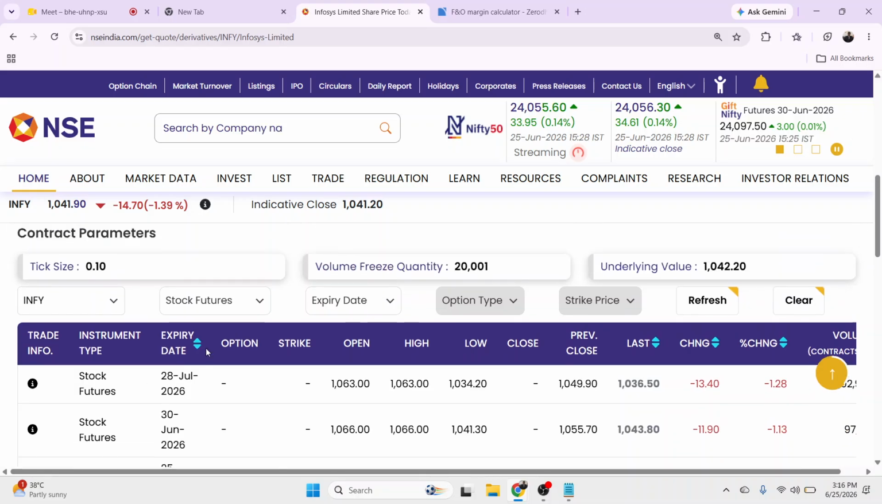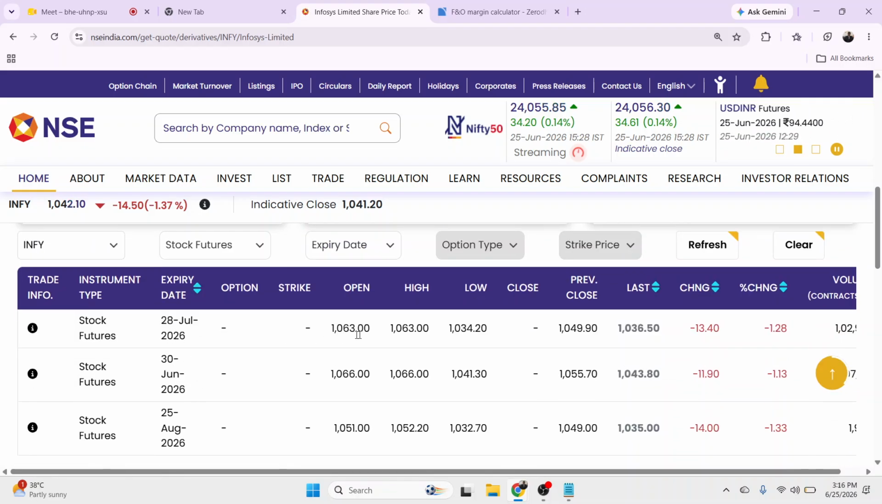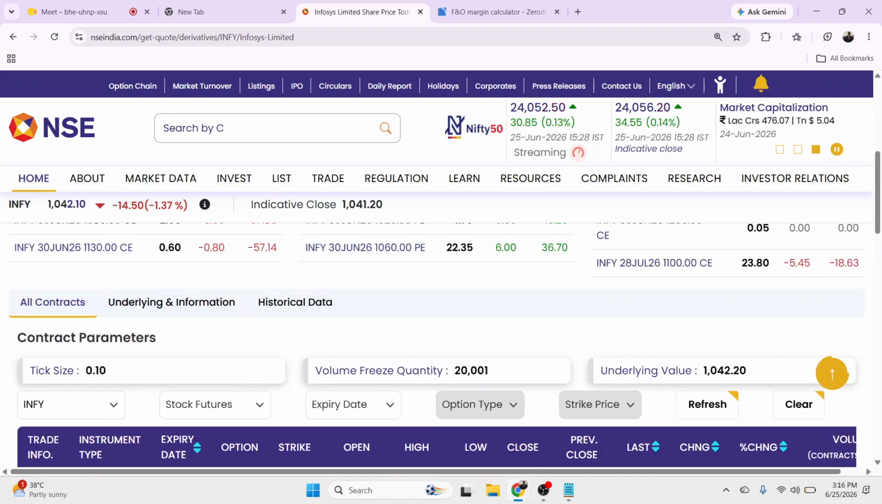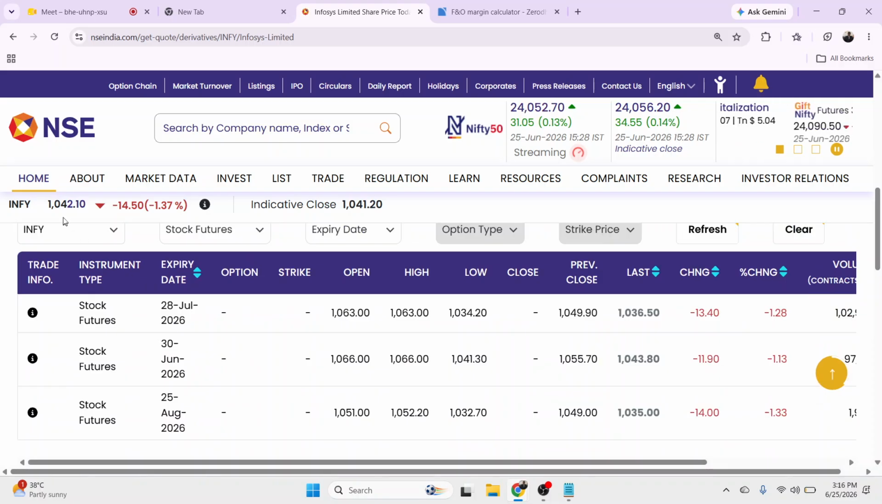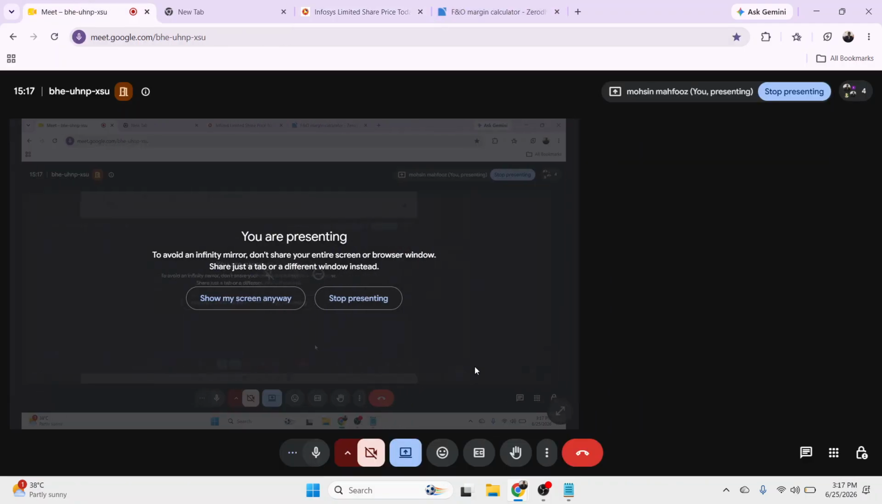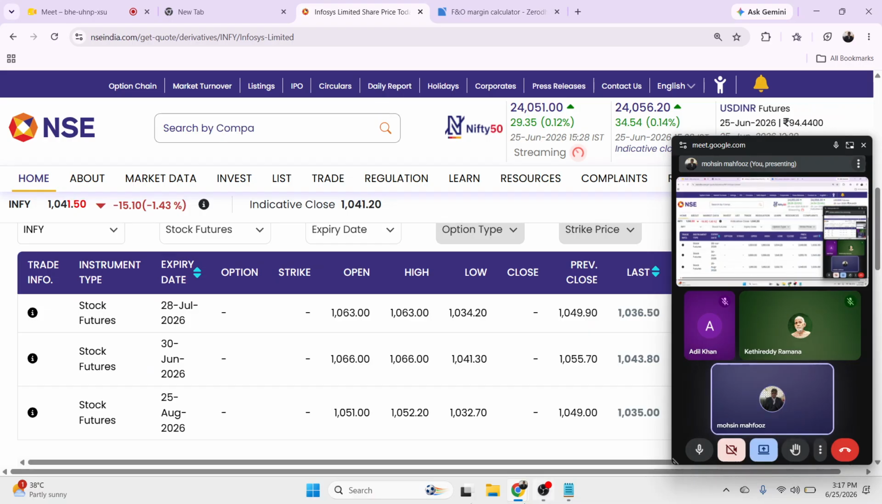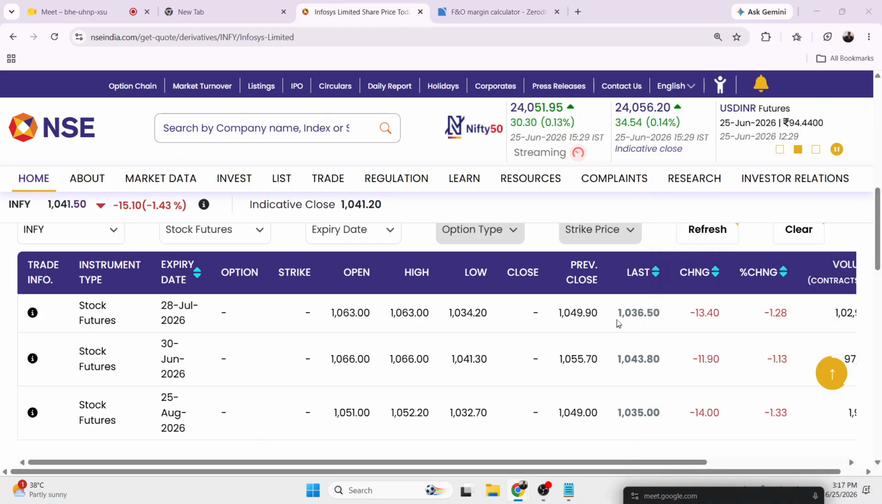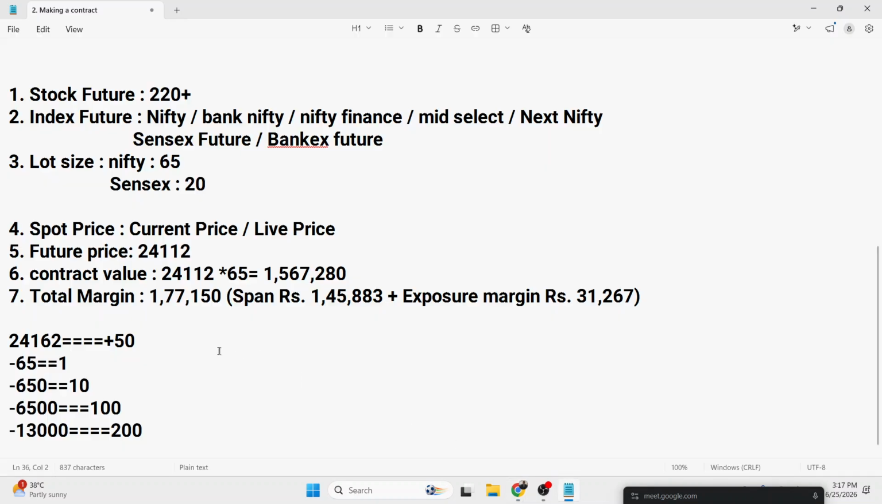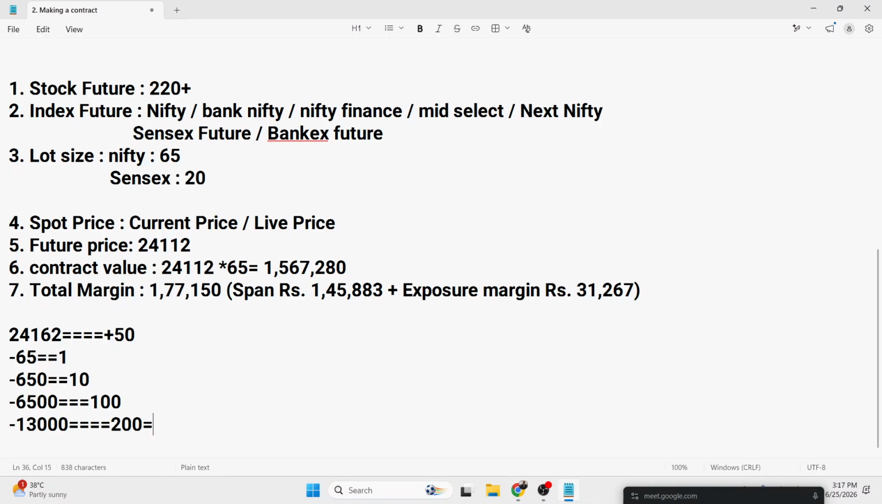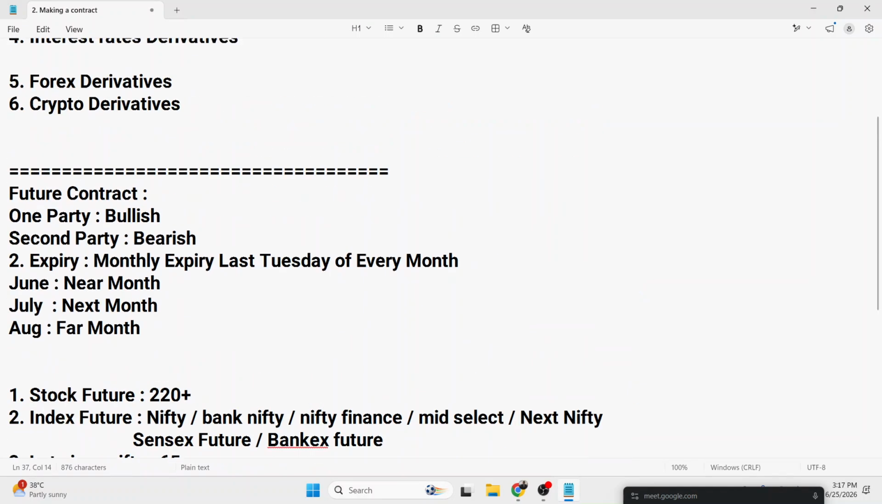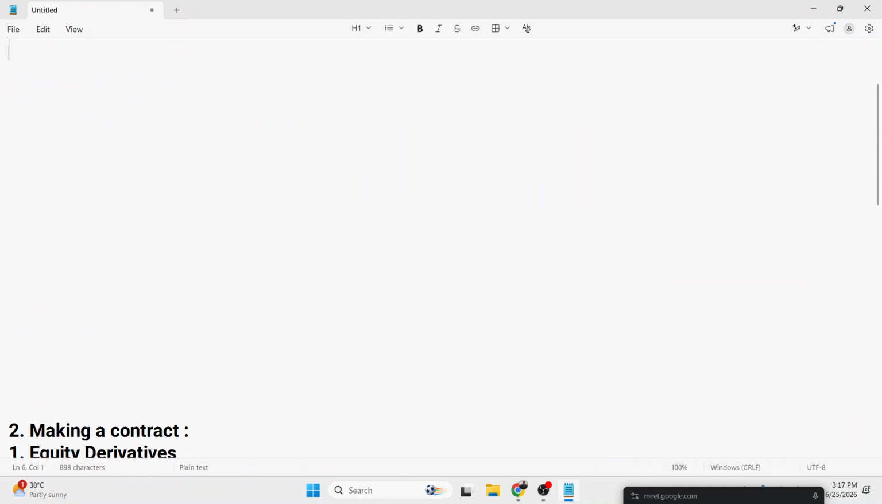So we can see the price for 28th July would be 1063, and you can see this is the spot price. So there is a difference between the spot and the future price. This is 1063, or you can see 1036 is the last price. This is 43, this is 35. Here you can see this is the future price, so you have to pay according to this value. Now for this example, if you go for the stock future, we can see the example of Infosys.